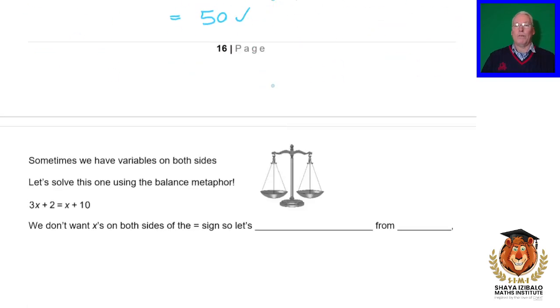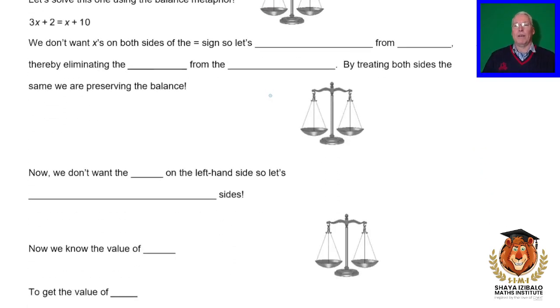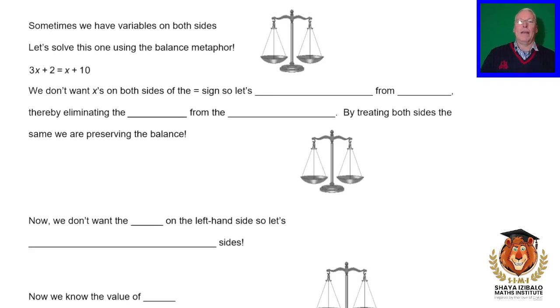So what we want you to do now is we're going to look at an example which is harder to solve just in our heads by inspection. We're going to look at ones where we've got x's on both sides. So let's look at this, and we're thinking the whole time about a scale. We've got 3x plus 2 on the one side, and we've got x plus 10 on the other side. They are balanced. Whatever we do on one side, we must do on the other side.